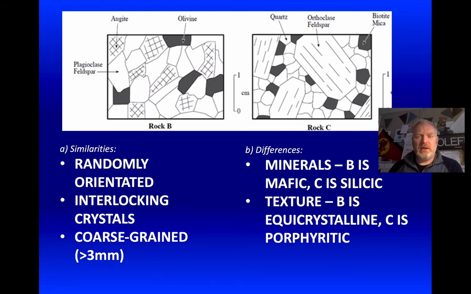Rock C, on the other hand, is porphyritic. We've got some very large crystals, the orthoclase feldspar, that have grown and made these really well-shaped crystals, nice straight sides there. And then surrounded by a groundmass of smaller crystals, it makes this porphyritic. And the reason for this texture is we've got two stages of cooling. A very slow stage for the orthoclase feldspar to cool and crystallize, and then a slightly quicker stage which leads to the quartz and the biotite mica crystallizing.